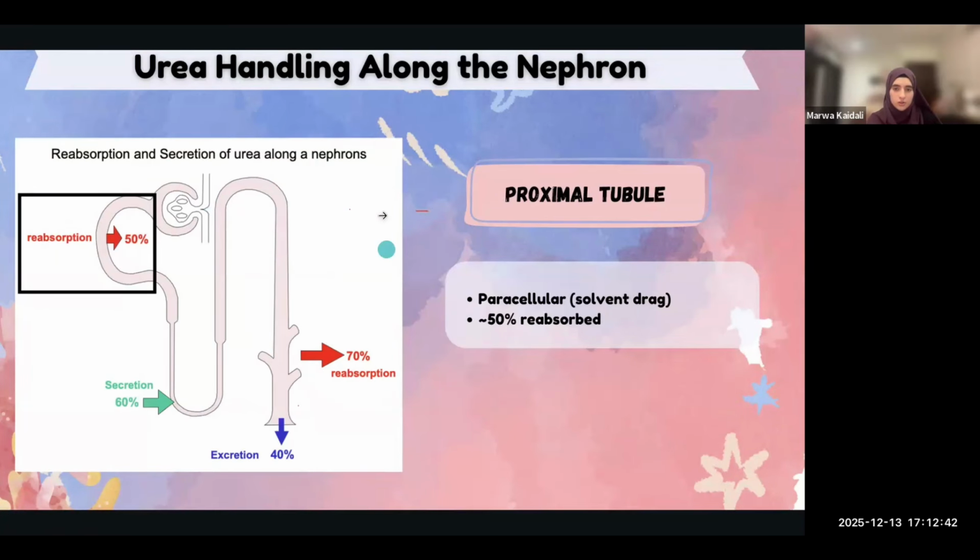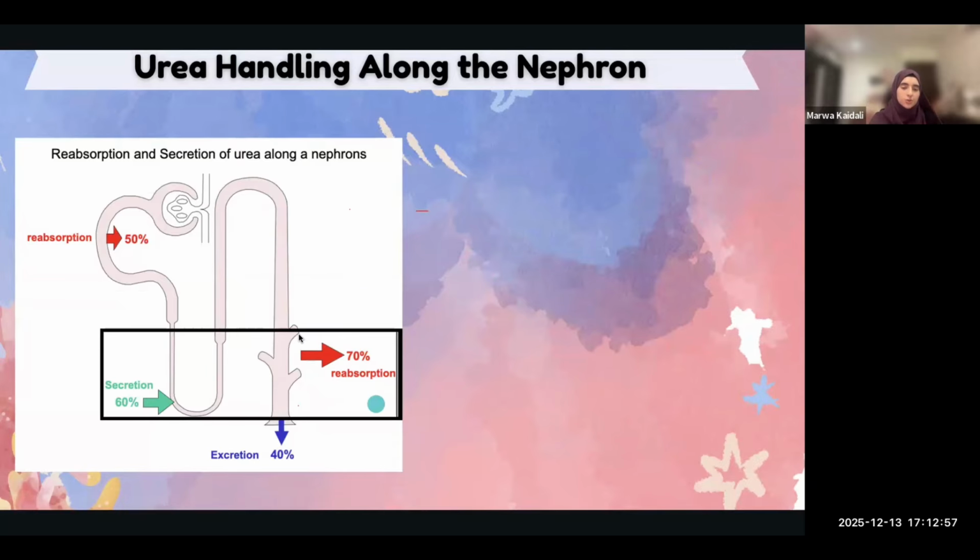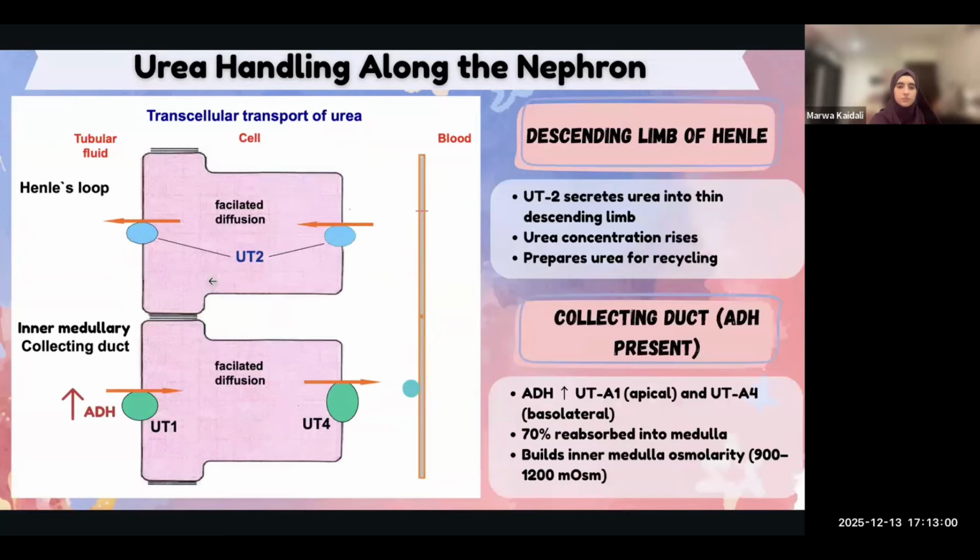In the proximal tubule, urea is going to be reabsorbed paracellularly through solvent drag. Now this is not very high yield, it's not that important, so I just included it for completion's sake. But again, you don't really need to know this. What we're focused more on is the next part, which is the secretion and the reabsorption in the inner medullary collecting ducts. The secretion is going to happen in the descending loop of Henle, as we said earlier, and it's going to go through these channels. These channels are called UT2 transporters. So urea will come from the blood and it's going to get secreted through these UT2 transporters into the descending limb of Henle.